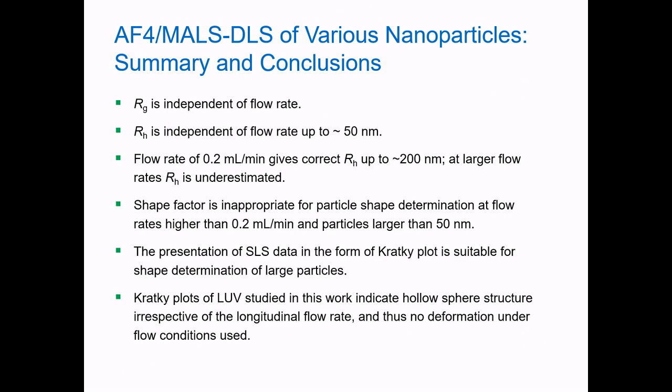So let us look at what we have learned from this presentation. Radius of gyration is independent of flow rate. This is also true for hydrodynamic radius for particles with sizes up to about 50 nanometers. For larger particles with sizes between 50 and 200 nanometers, hydrodynamic radius is correctly determined only at the slowest detector flow rate. At faster flow rates, hydrodynamic radius is underestimated.